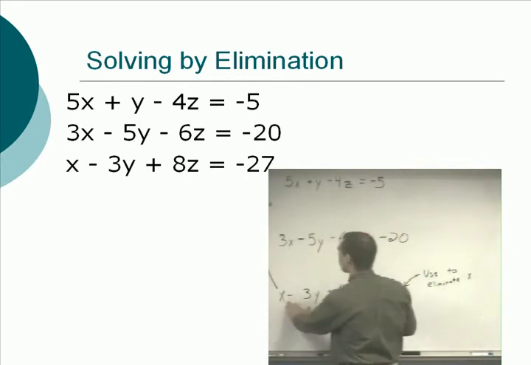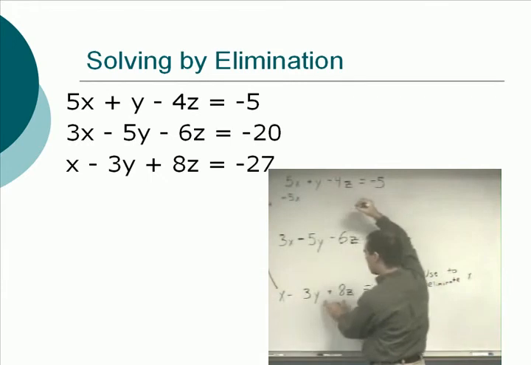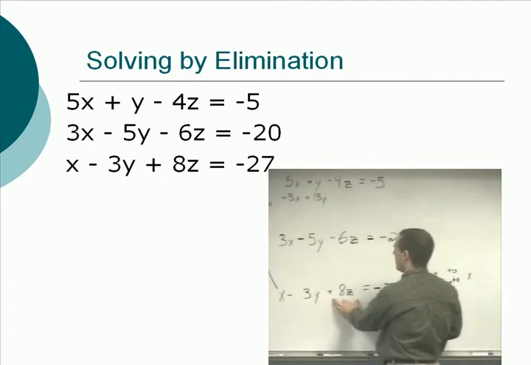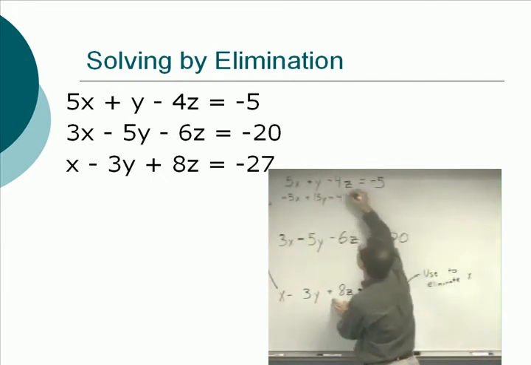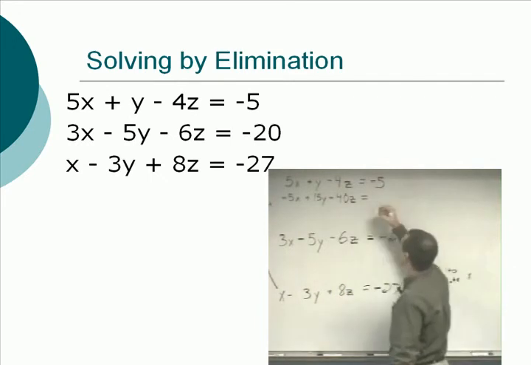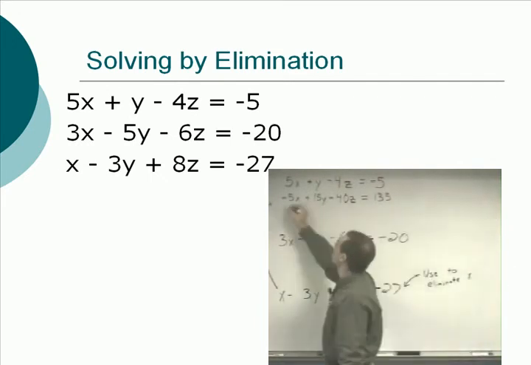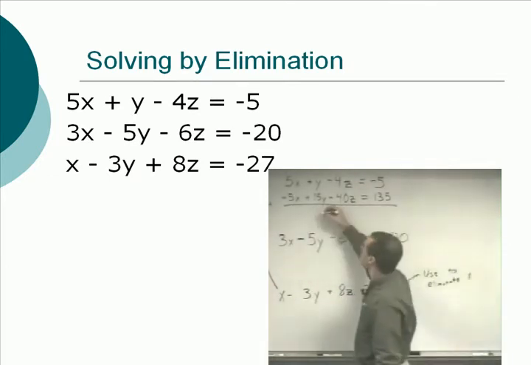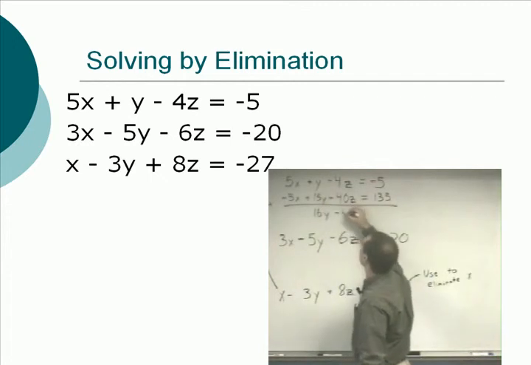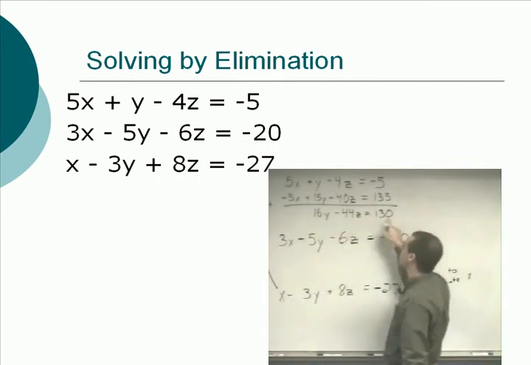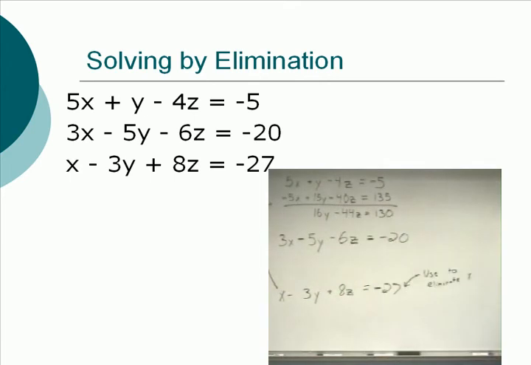I'm going to multiply this equation by negative 5, and this becomes negative 5x plus 15y minus 40z equals negative 27 times negative 5 is 135. So what do we get up here? What do those two now yield? X's are gone. 16y minus 44z equals 130. There's one equation in two variables. We're going to get another one when we do the same trick to this bottom equation.